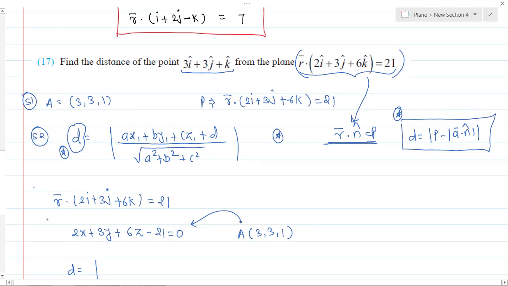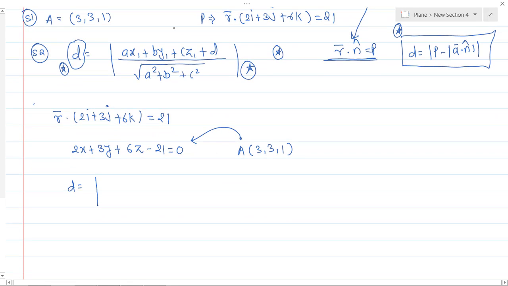I am using this formula. x1, y1, z1 are nothing but the coordinates of the point A. So it's 2 into x1, which is 3, plus 3 into y1, which is again 3, plus 6 into z1, which is 1, minus 21, whole divided by root of a square plus b square plus c square. A square is 4, b square is 9, c square is 36.